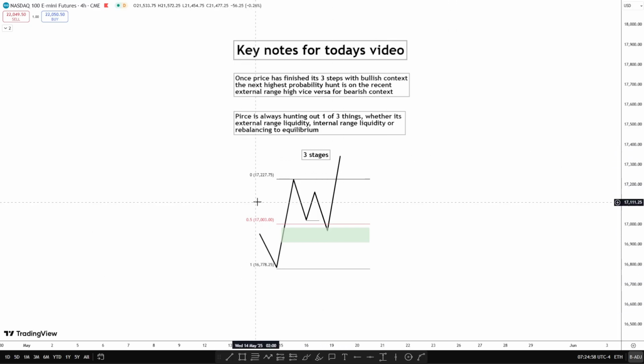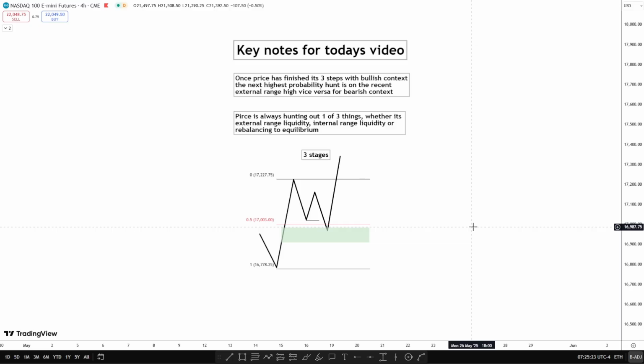So as you can see here, we have our range, we have our swing low to our swing high. We then have our external low resting here. Price then comes higher, hunts out our external low, rebalances to equilibrium and taps into a fair value gap. Then you can see this is all matching bullish context. Then we get our move higher to take out the recent external high resting here. So that is exactly how this model works.